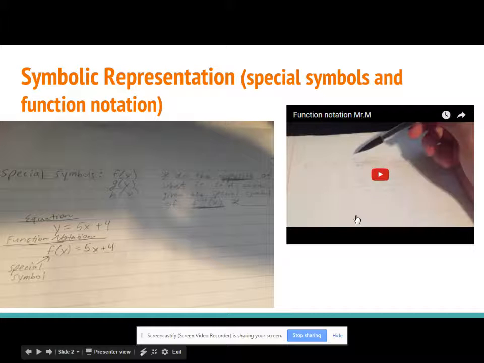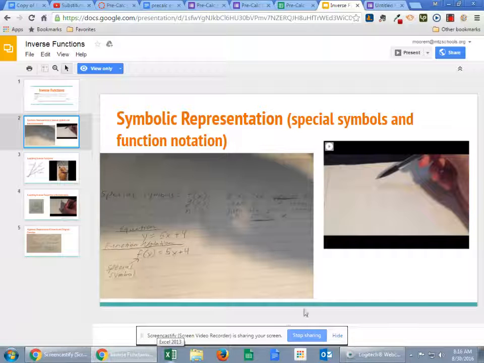This slide is on symbolic representation, such as special symbols and function notation. The special symbols include f of x, g of x, h of x. And if you have f to the negative 1 x, then you have to do the opposite of what is said, so that's the inverse function. A regular equation would read y equals 5x plus 4, but a function notation would read f of x equals 5x plus 4.